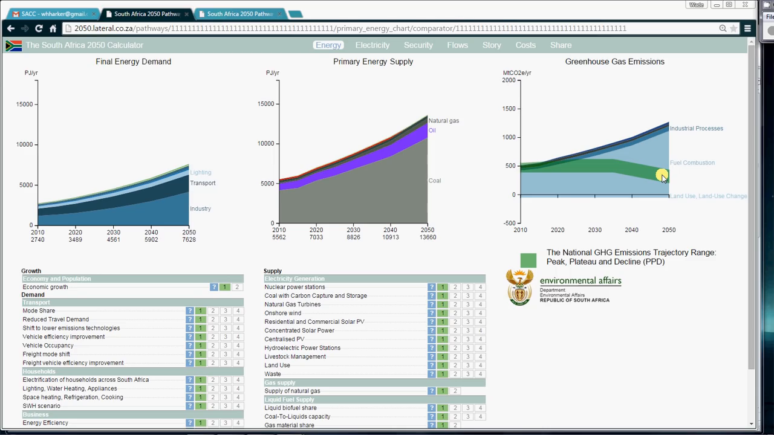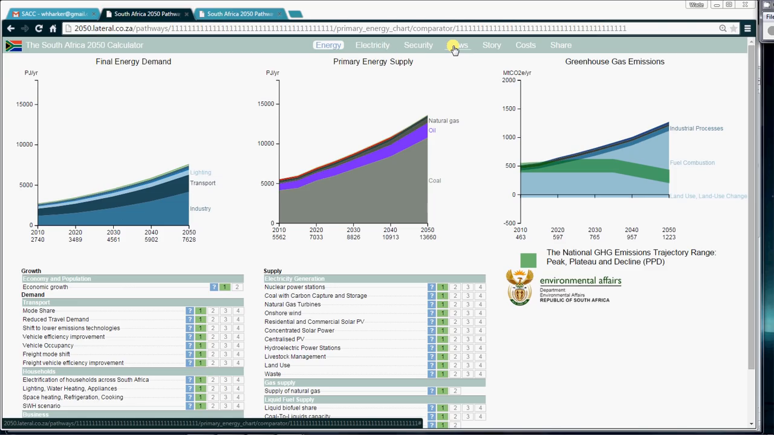To create a lower emissions pathway, you will select settings for each of the 38 levers that simulate interventions to mitigate emissions across the economy, with demand-side options to the left and supply-side options to the right. You are starting in the energy domain, and these levers remain available in the electricity, security, flows, and story domains.